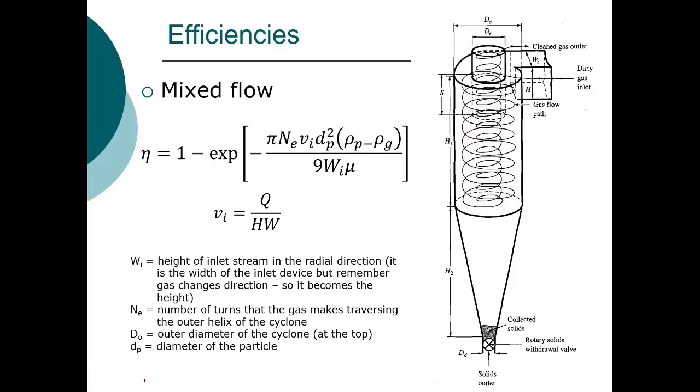The previous equation was for plug flow. However, if we have mixing within the system, so we have mixed flow, then we use a similar equation to what we used previously, and we just take 1 minus the exponent. So we have mixing here in the system.